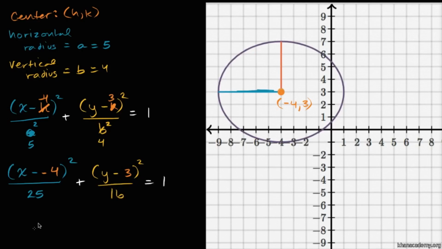and that is going to be equal to 1. And of course we could simplify this a little bit. If I subtract a negative, that's the same thing as adding a positive, so instead of saying x minus -4, I could just say x plus 4. And there you have it. We have the equation for this ellipse.